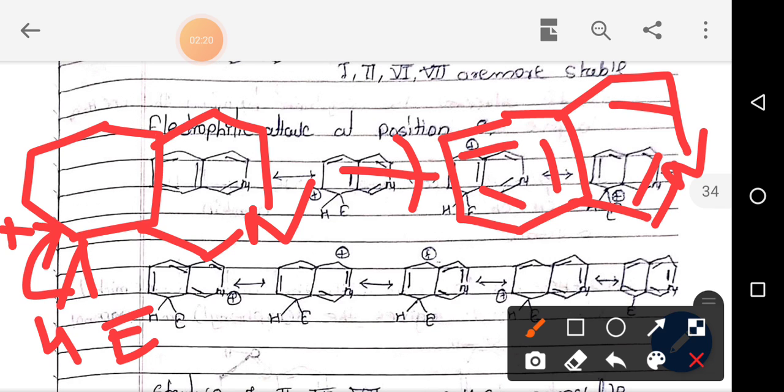This is a new resonance structure, and this is the isoquinoline formed along with the electrophile. There is no change in the structure, only shifting of the bonds takes place in the original structure and the final structure. The electrophile takes the position of hydrogen by substituting it, hence it is called the electrophilic substitution of isoquinoline.